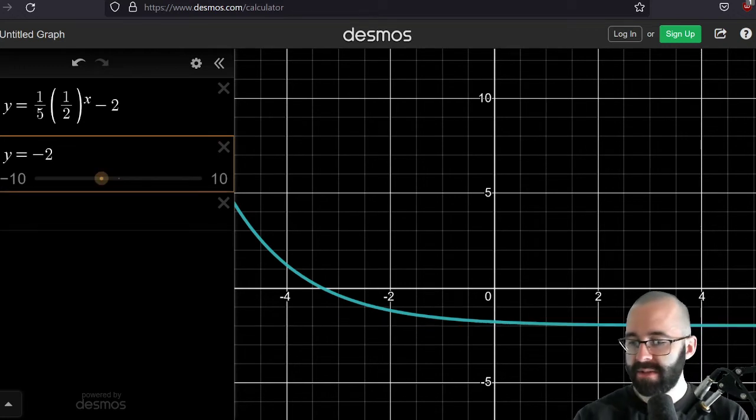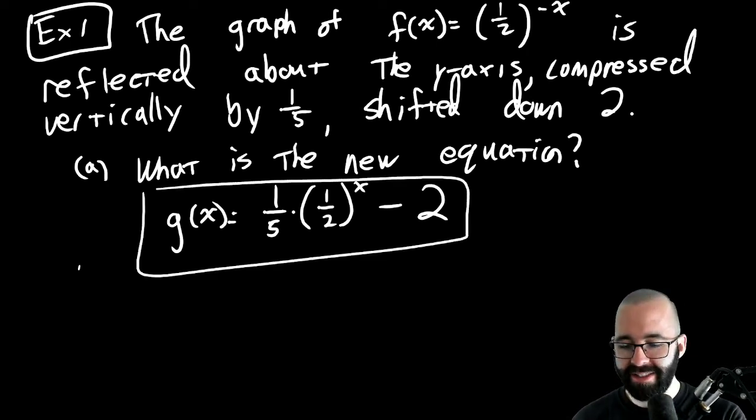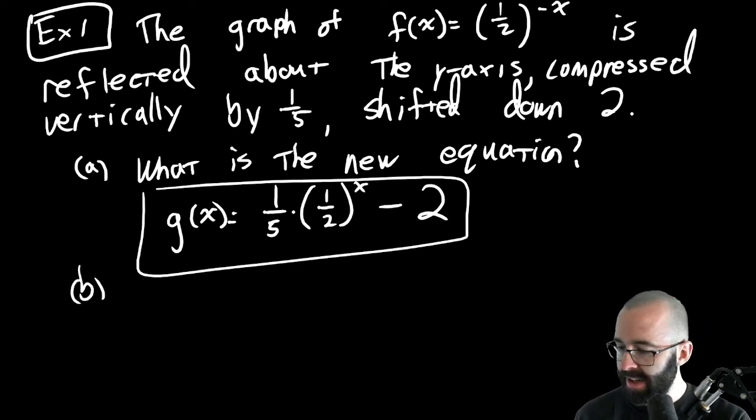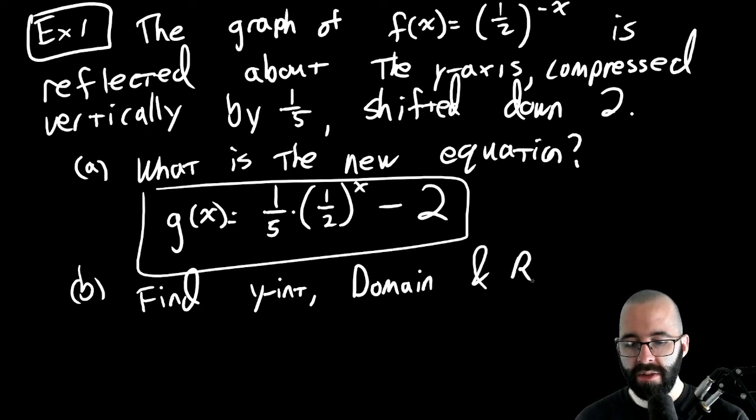What's the domain of this? What is the question asking? We don't have a question yet. This is the answer to part A. Let's go to part B. This is why I need that bless me now. Part B is saying find the y-intercept, the domain, and the range.